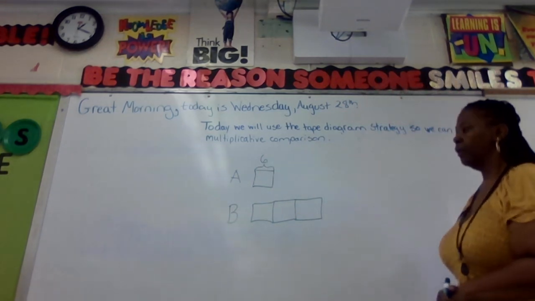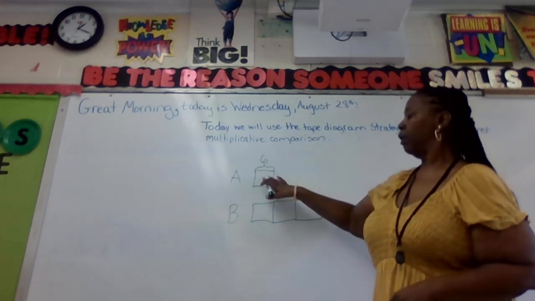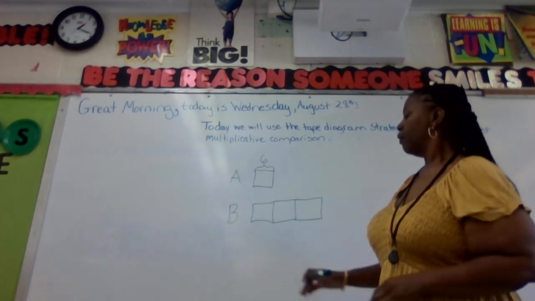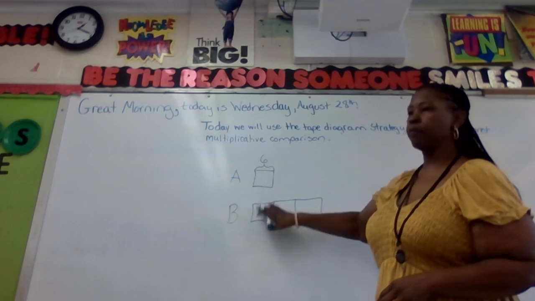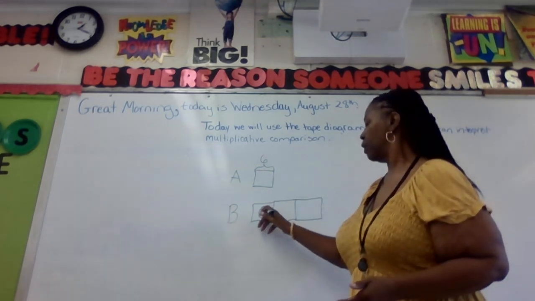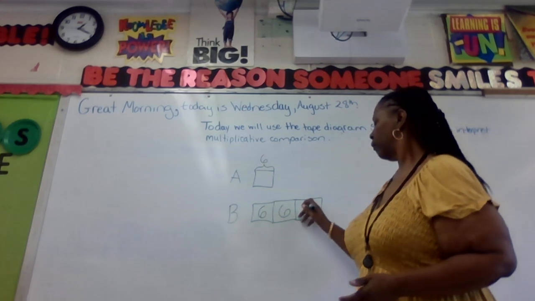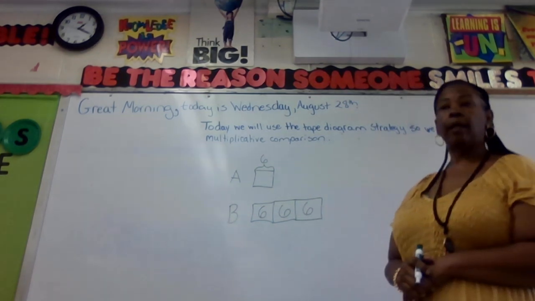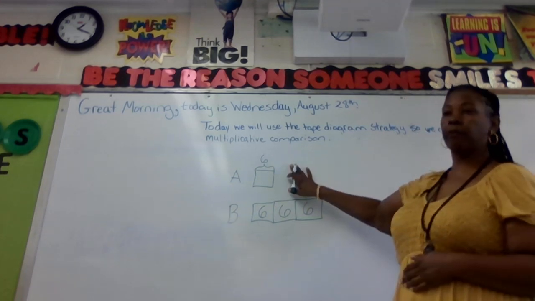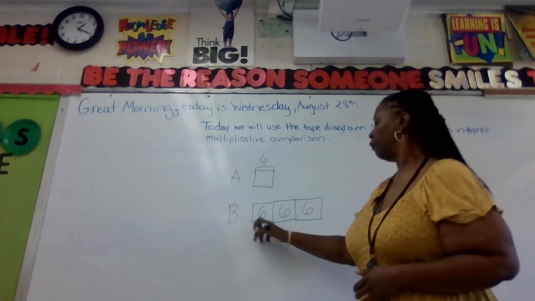Okay. So here we know in A that figure is worth 6. If this is the same shape and size, then we assume it is also 6. So 6 is going to go here. Now, how many do we have all together? We need the total for B. We know the total for A is 6, but what is the total for B?